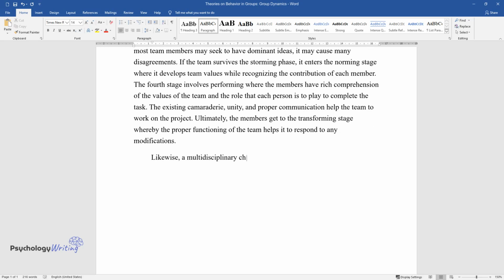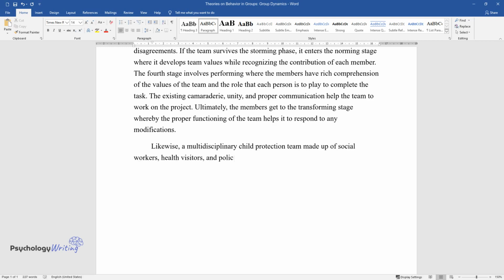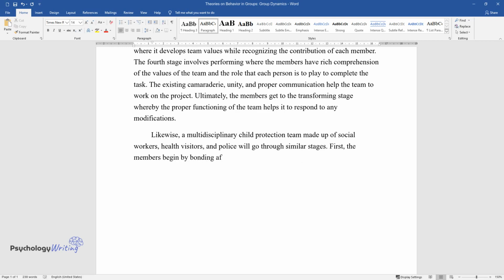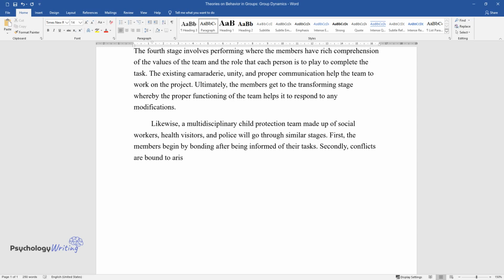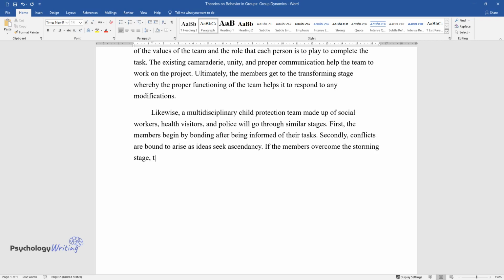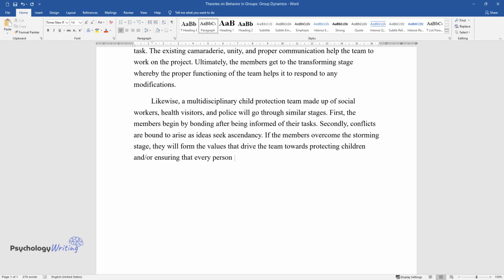Likewise, a multidisciplinary child protection team made up of social workers, health visitors, and police will go through similar stages. First, the members begin by bonding after being informed of their tasks. Secondly, conflicts are bound to arise as ideas seek ascendancy. If the members overcome the storming stage, they will form the values that drive the team towards protecting children and ensuring that every person understands his or her role.